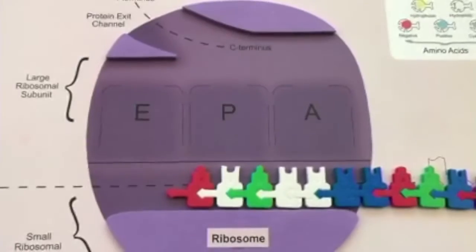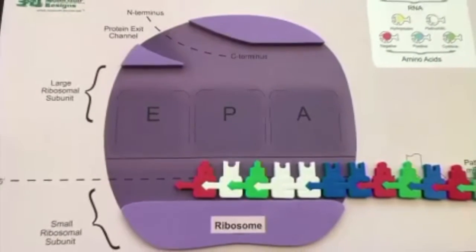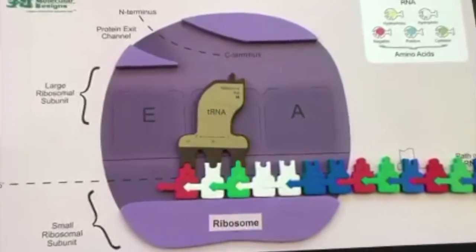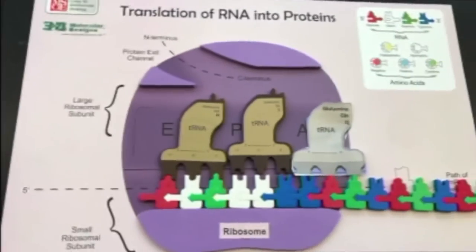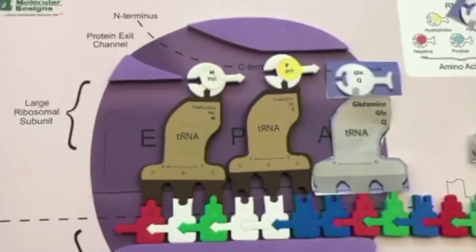Then the mutated allele goes through the ribosome, 3 by 3 as well, attaching to the tRNA, forming the amino acids that attach.